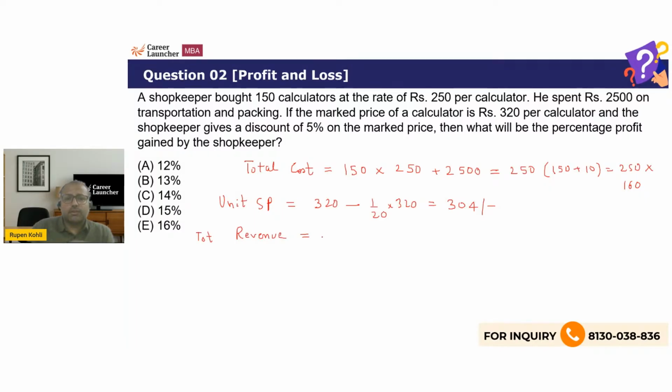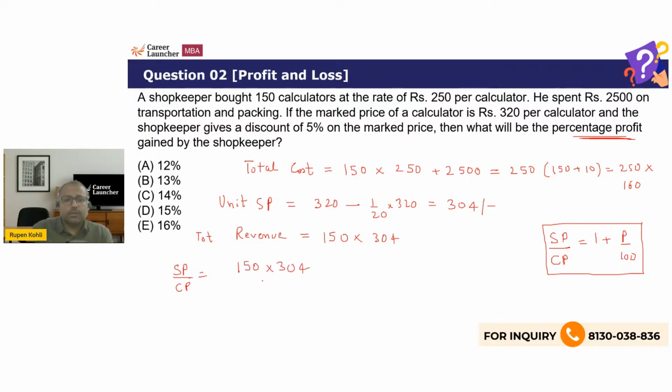So there are 150 calculators. He's selling them at the rate of 304 rupees per piece. So that's his revenue, 150 into 304. I have to find his percentage profit. Selling price to cost price ratio helps us understand the profit percentage, right? Whenever a question asks us to find profit percentage, I always do one thing. I divide selling price by cost price. Selling price means this total revenue. So what is the total selling price to cost price ratio? This ratio is 150 times 304 divided by 250 into 160.